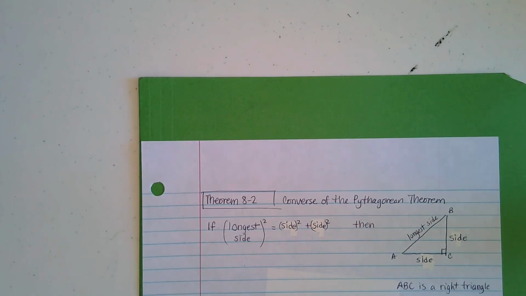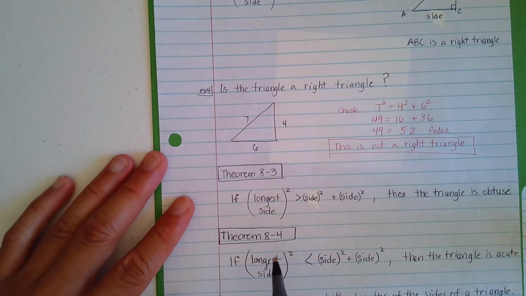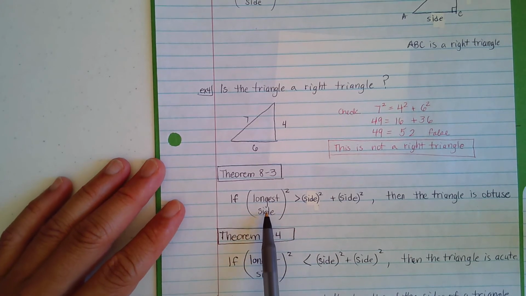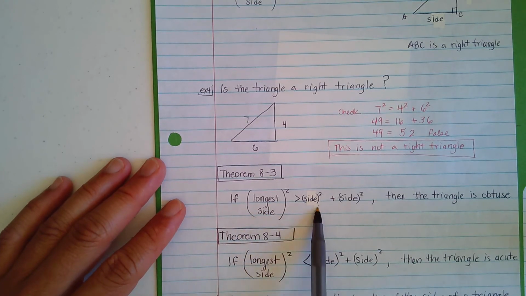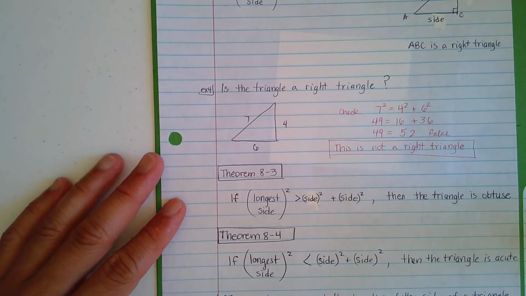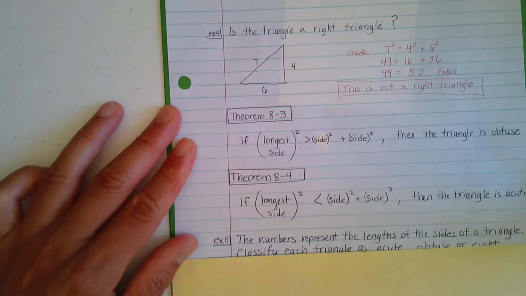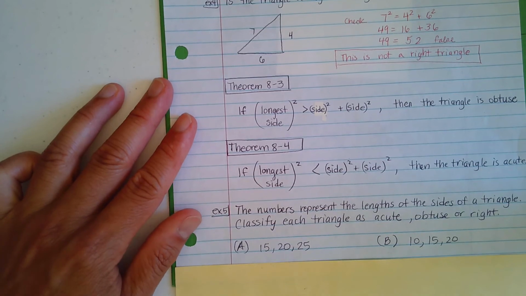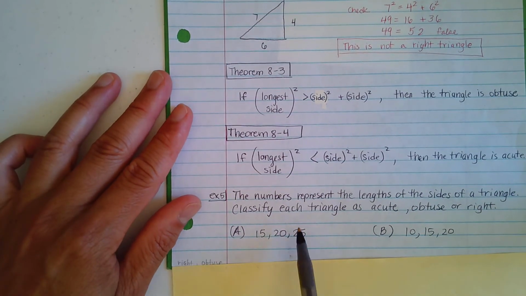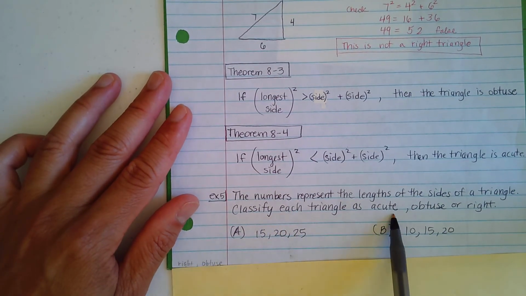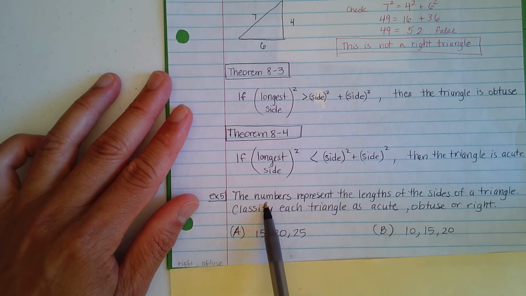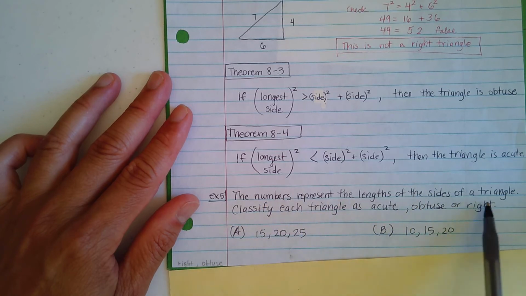So you're going to have 3 options for this example. It could be a right triangle, it could be an obtuse triangle when this side squared is greater than the two sides squared added together, or it could be an acute triangle if the longest side squared is less than the sum of the side squareds. So example 5, they want us to classify each triangle as acute, obtuse, or right. The numbers represent the lengths of the sides of a triangle.